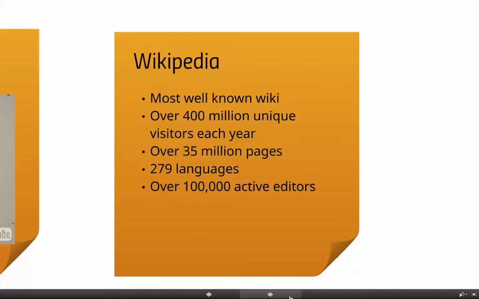Of that, over 100,000 people are active editors, meaning they have edited at least one page in the past 30 days. That's a lot of people working for free, keeping Wikipedia up to date.